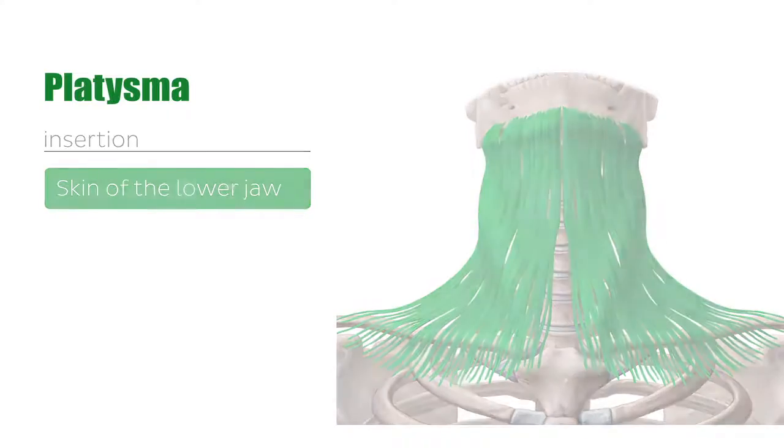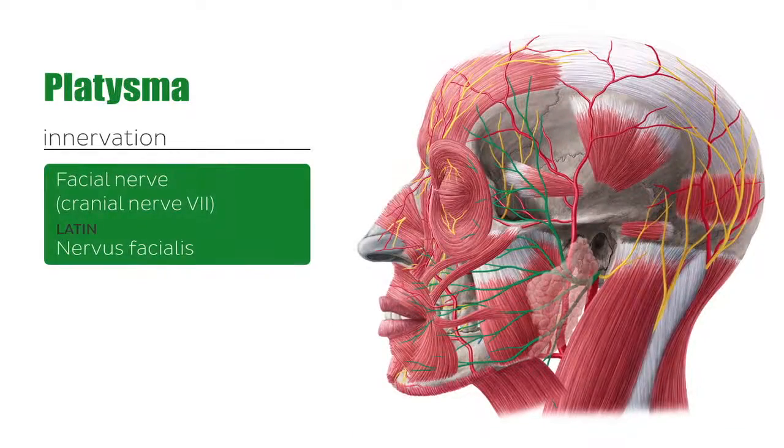The platysma is also innervated by this nerve that you see here highlighted, the facial nerve, like we also see in other facial muscles being innervated by the facial nerve. You can see that the platysma is innervated by the lower branches of the facial nerve, the cervical branches of the facial nerve.